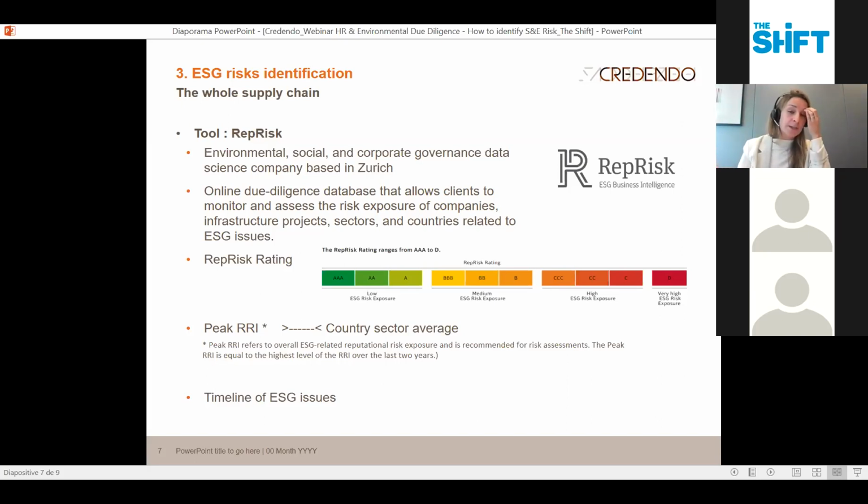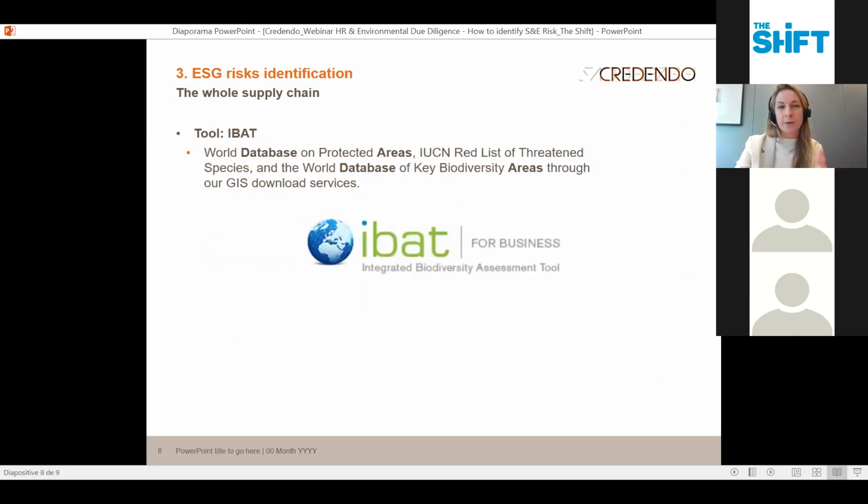And what is interesting is that it depends on the issues related to the company or to the project or to the sector, but it will also integrate the level of risk of the country sectors. So it's a model that is really useful and easy to use, important to say, because easy to access. You just have access to the web page.